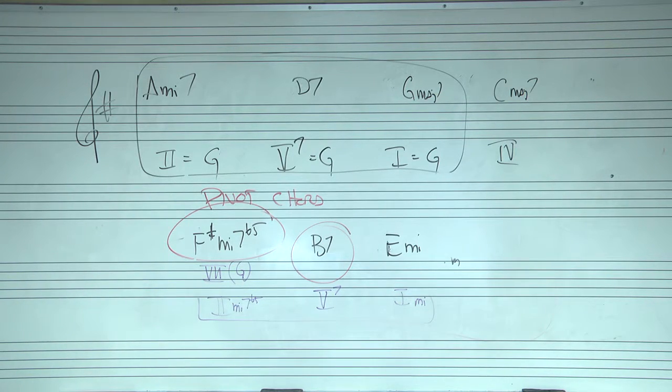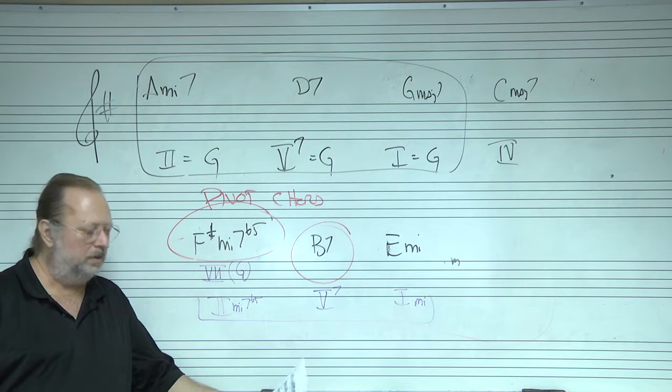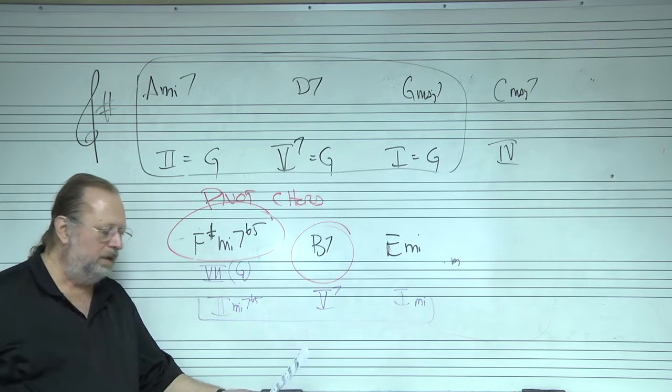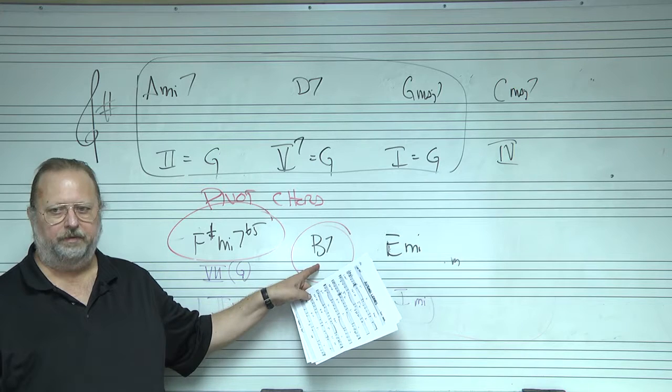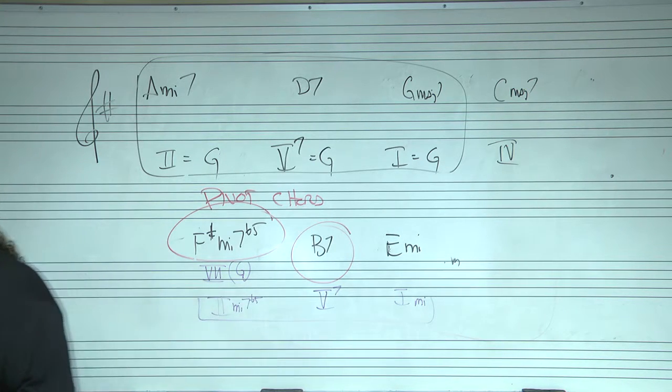Okay, now, second line from the bottom. What do we got there? B7 flat 9, right? Second line from the bottom. You get a D minor 7. We got F sharp minor 7 flat 5, which is a 2 chord, right? And a B7, we've got the flat 9 in there. Now look on your scale chart that has the harmonic minors on it. What do we got there?